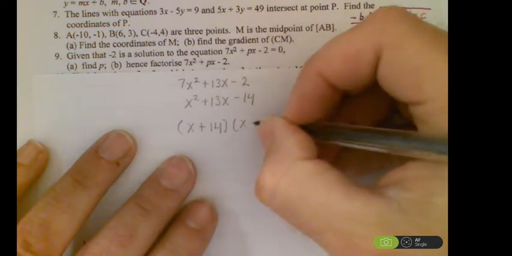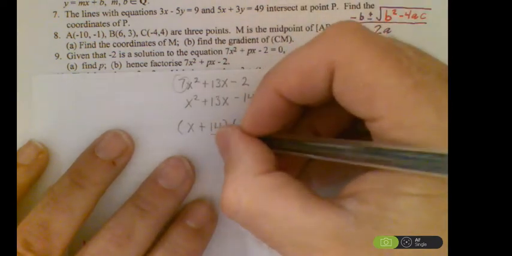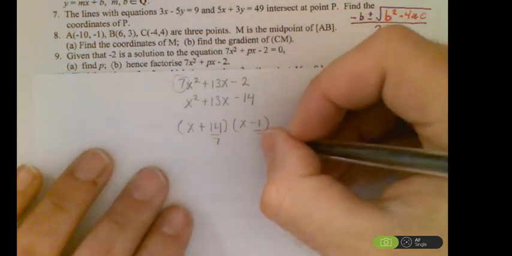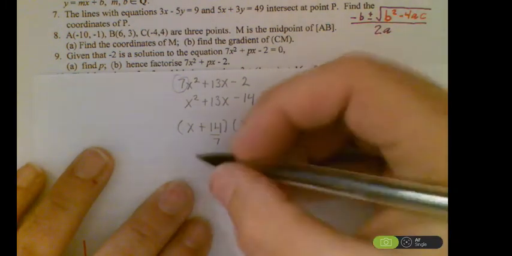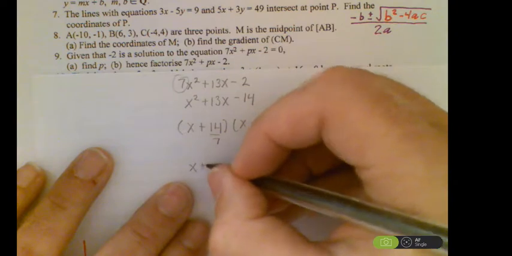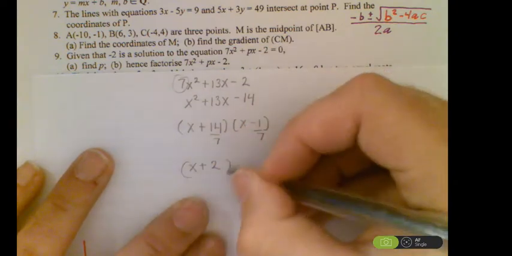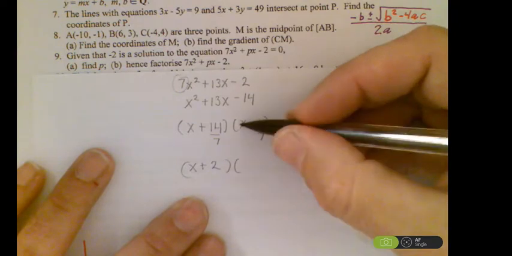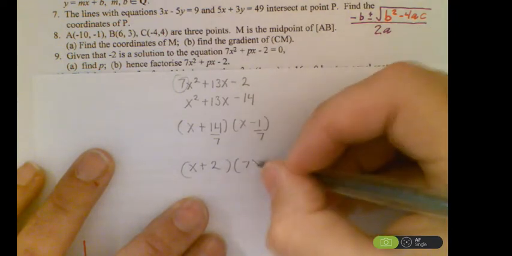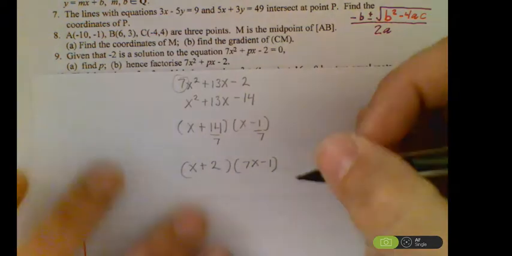and x minus 1. The 7 that I multiplied in, I now divide back out of each of my terms. I reduce if possible, so this one becomes x plus 2. And for this one, it can't reduce, so you take the bottom number and you put it in front of x. It becomes 7x minus 1. So those are my two factors.